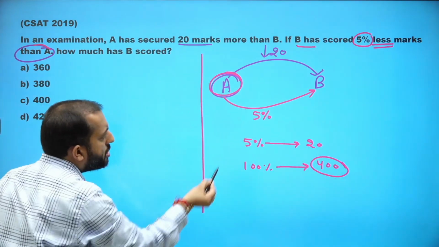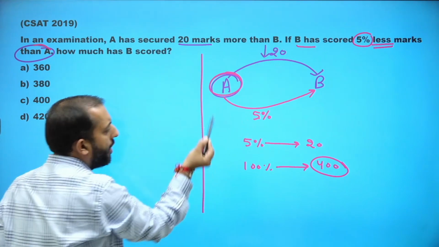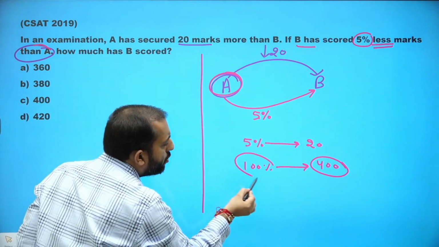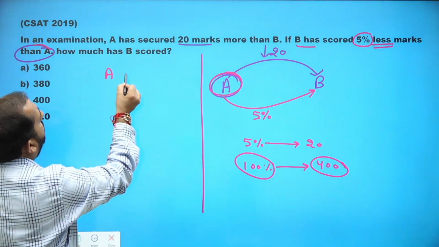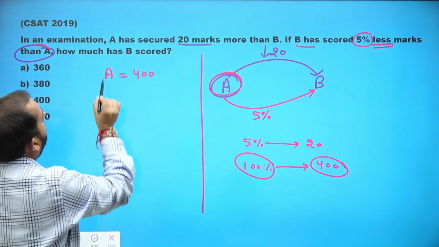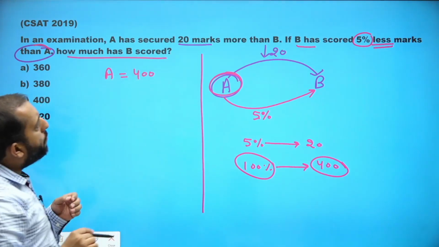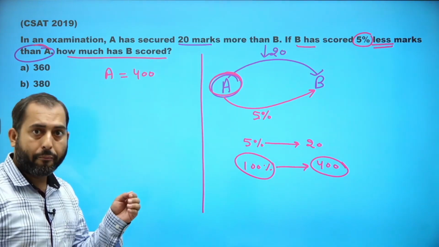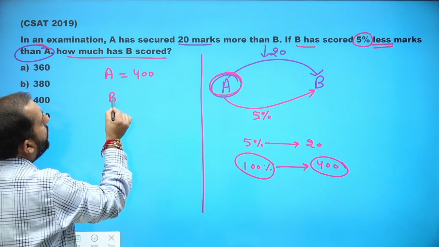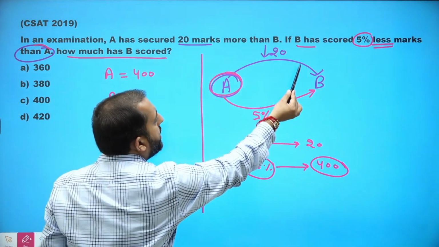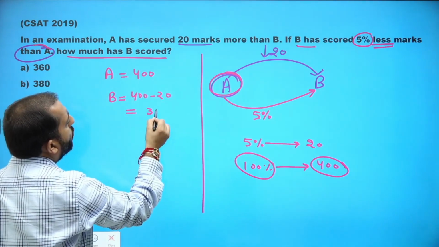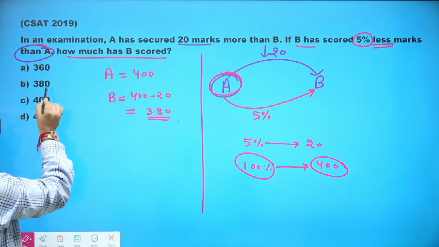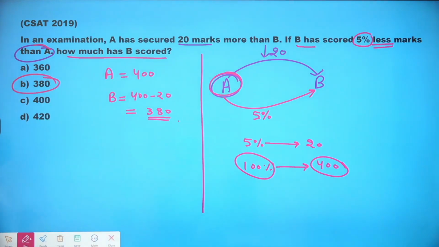Which means this 5% was of A. So if you do 100% of A, you will get the marks of A. So the marks of A over here are how much? 400. What we are looking for? We are looking for the score of B. So the score of B will be 20 less than A. So 400 minus 20 comes out to be equal to 380. So the marks of B should be option B, that is 380. Kindly make a note of it.